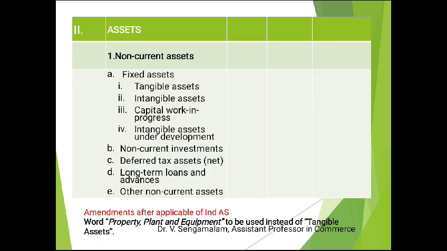In the asset side, it will be classified into two: non-current assets and current assets. The first item under non-current assets is fixed assets. Tangible assets mean we can see the assets, like buildings, machinery, etc. Intangible assets mean we cannot see the assets, like trademark, goodwill, copyright, etc. Capital work in progress. Intangible assets under development. Non-current investment. Deferred tax assets. Long-term loans and advances. Other non-current assets.